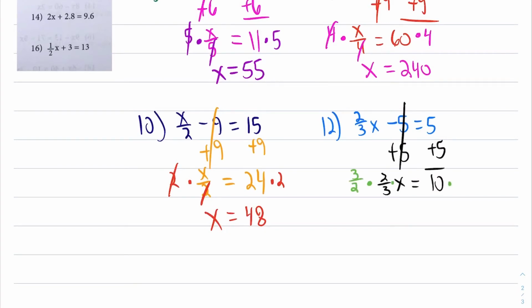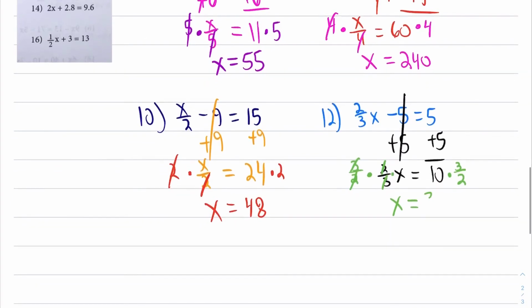3/2. We're going to multiply both sides by 3/2 because a 3 on top balances with a 3 on the bottom, a 2 on top balances with a 2 on the bottom, and that leaves us with x equals 10 times 3/2. So that's 10 times 3 is 30, divided by 2 equals 15.